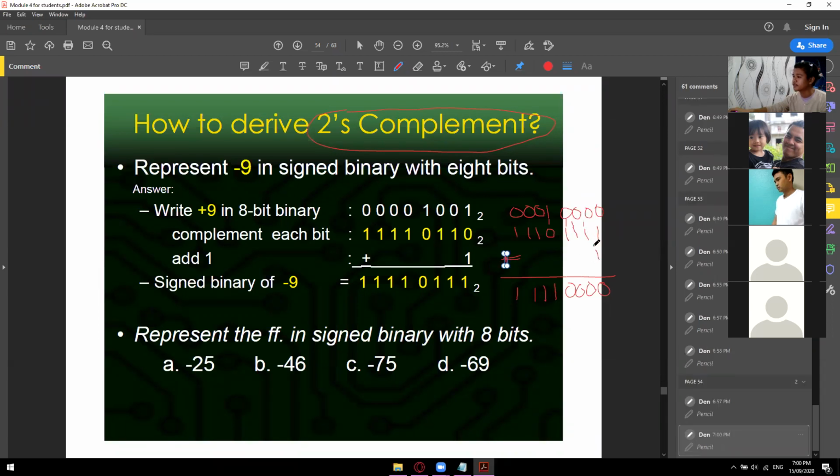So 1 plus 1 is 10. 1 plus 1 is 10 ulit. 1 plus 1 is 10 ulit. So carry 1. So 1 plus 0 is 1. And then 1, 1, 1. So bring down nyo lang yung tatlong 1. So, yung pinakasagutan dito is 1, 1, 1, 1, 0, 0, 0, 0. Nakikita mo ba, Miss Mika Idos, or magulo to? Okay na po, sir. Thank you. Okay, sige.